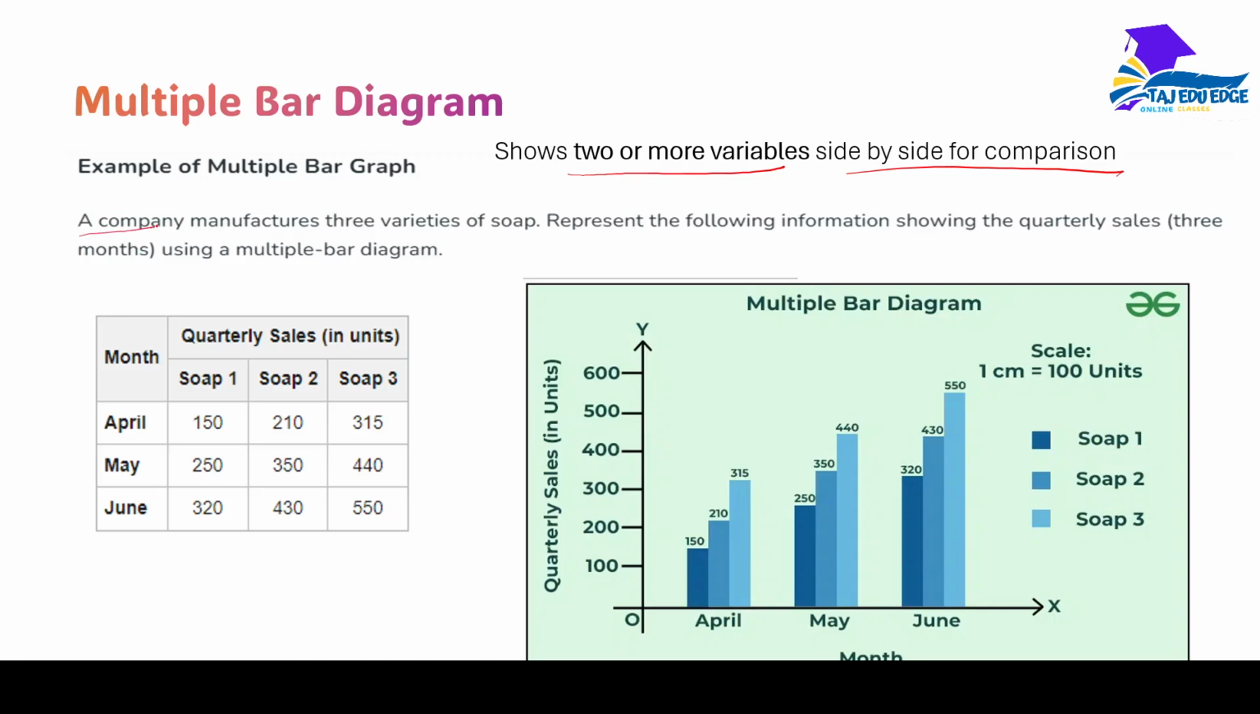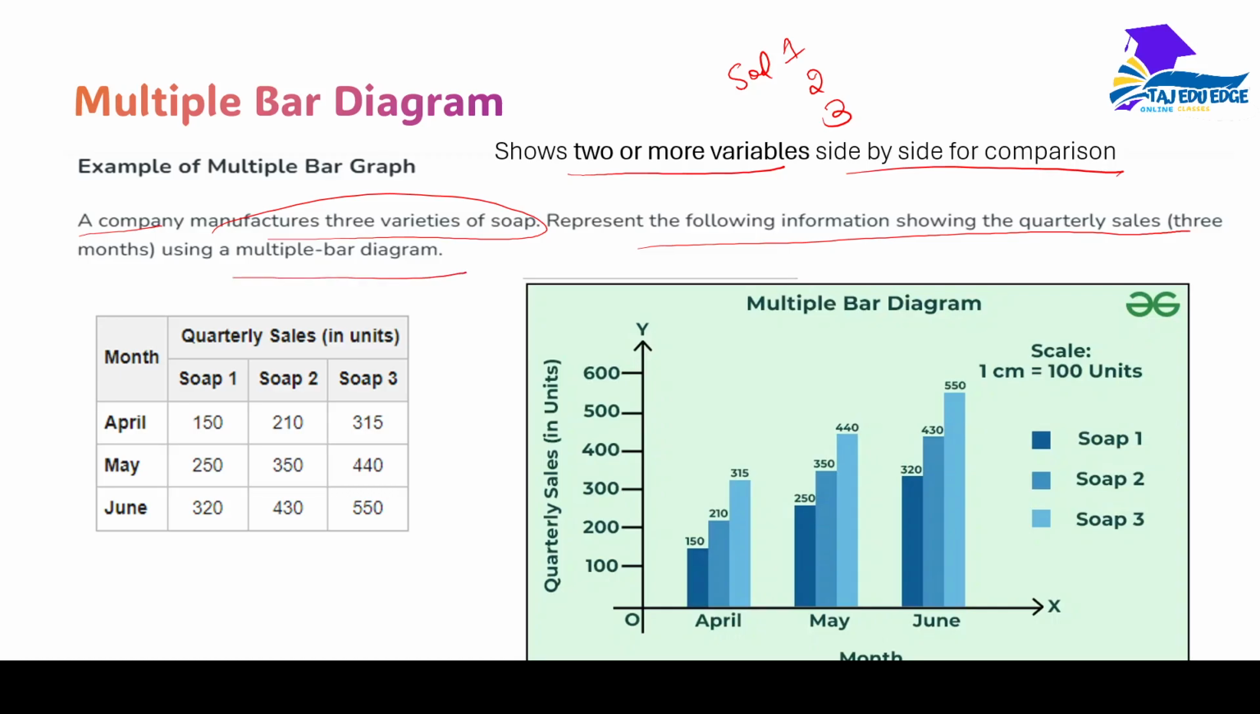A company manufactures 3 varieties of soap. There is a company and the company manufactures 3 types of soap: soap 1, soap 2, soap 3. They represent the following information showing the quarterly sales, that is, quarterly means 3 months sales, using multiple bar diagram.